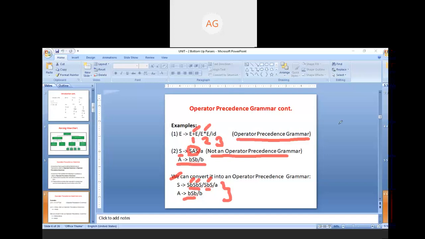Okay, so moving to the next slide. Just remember the two rules, because those two rules are very important in order to find whether the grammar is operator precedence or not.